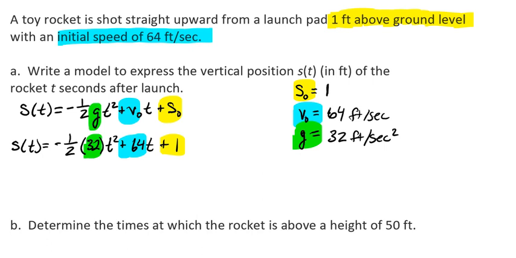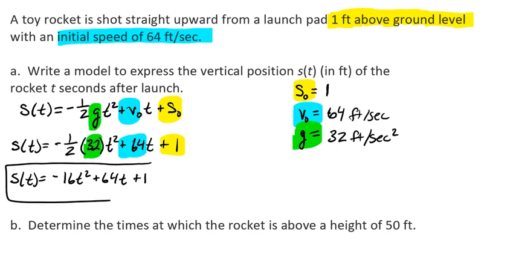which gives us S of t equals -1/2 times 32 t squared plus 64t plus 1. And we can take the -1/2 times 32, and that's going to give us -16. So we're going to have -16t squared plus 64t plus 1. And this is going to be the model that we're going to use to represent the rocket t seconds after launch.